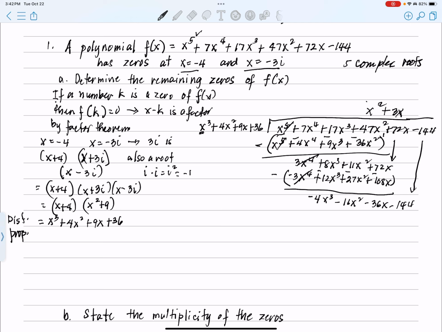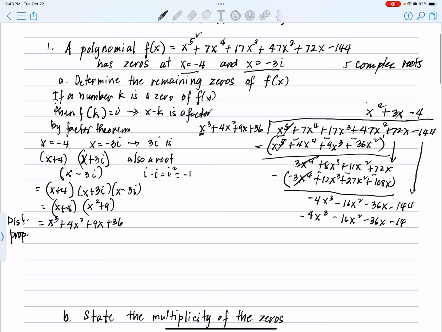Right. So next, what are we going to multiply to x cubed to make it into a negative 4x cubed? So we multiply it with 4. So 4 times x cubed, that is 4x to the third power. Then 4 times 4, that is negative 16x squared. Negative 4 times 9, that is negative 36x. Negative 4 times 36, that's negative 144.